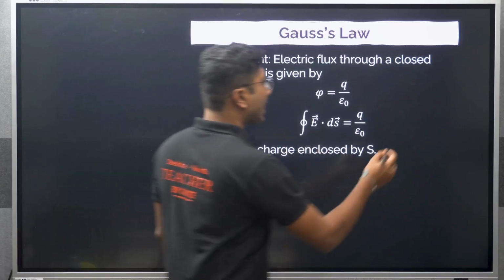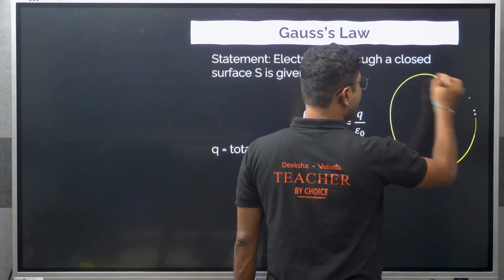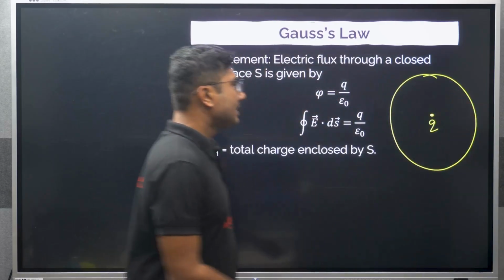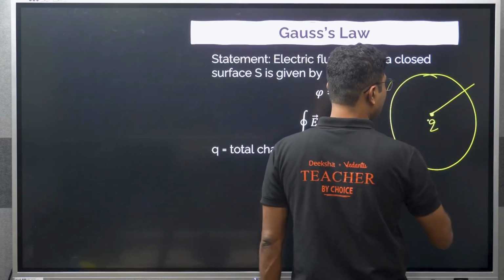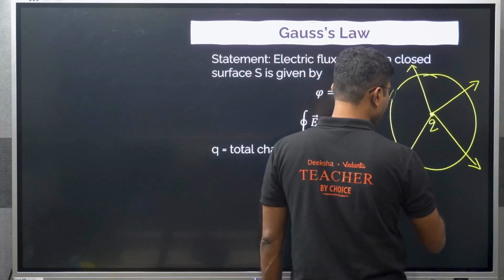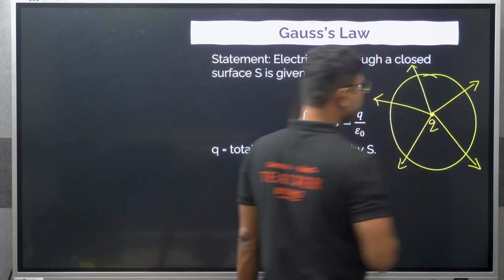So suppose we have a closed surface, and within that surface we have a charge Q, then what is the electric flux which is coming out of the surface? For that we generally use Gauss's law. There are a few properties of Gauss's law as well, a few conditions attached to it.